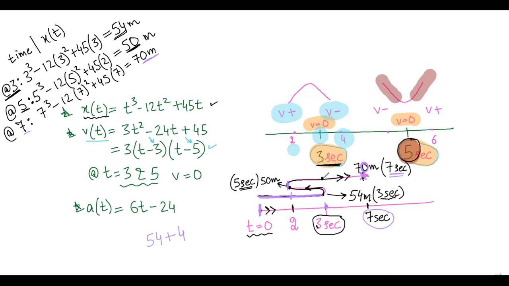So this was 4, and from this 50 meter to this 70 meter you have covered 20 meters. Are we clear? Yeah. So therefore the total distance covered is 78 meter, while the total displacement is only 70 meter. Are we clear? Yeah.